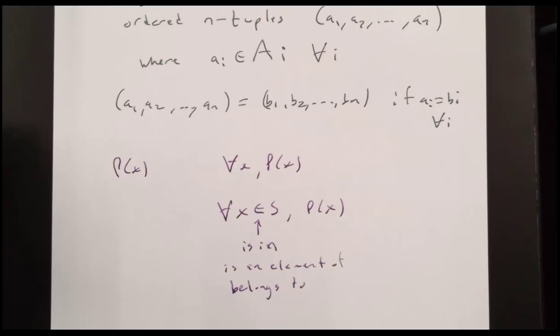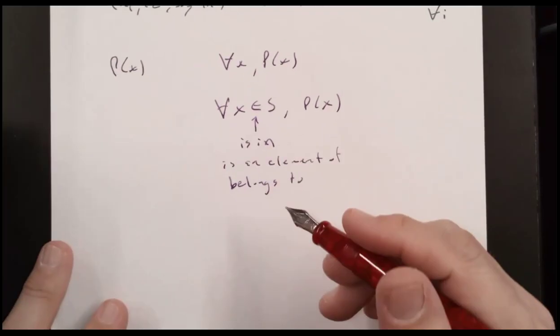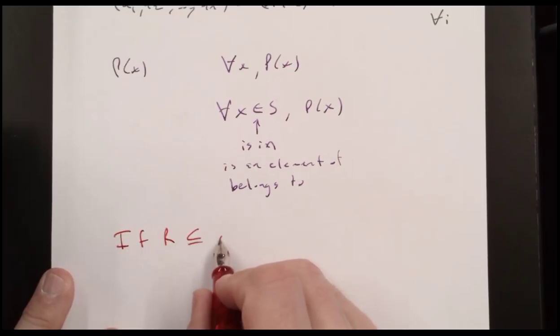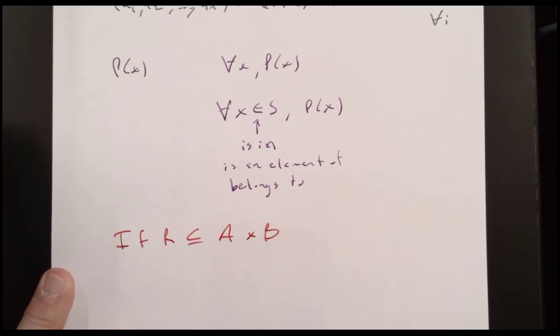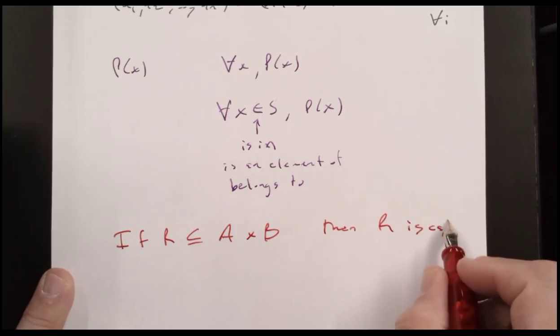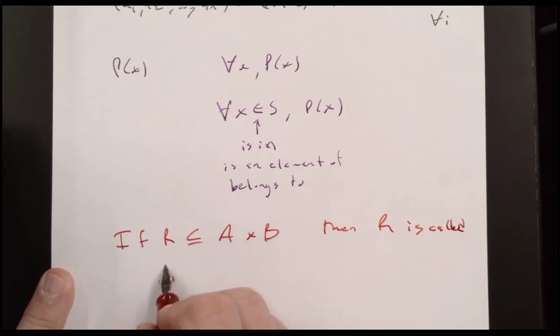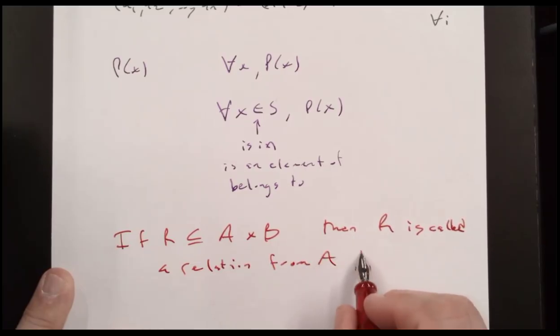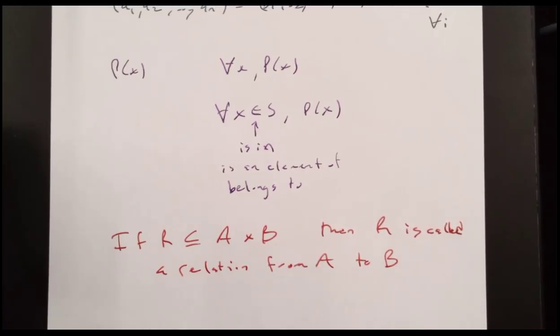Okay. A subset of a Cartesian product is a relation. This is an interesting idea that we will come back to later. If R is a subset of A cross B, then R is called a relation from A to B. We will come back to that idea.